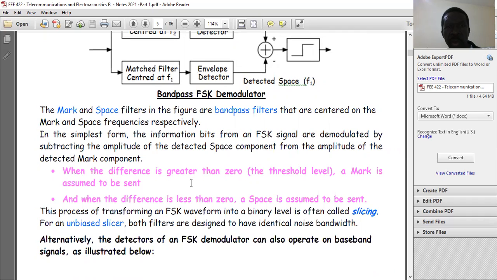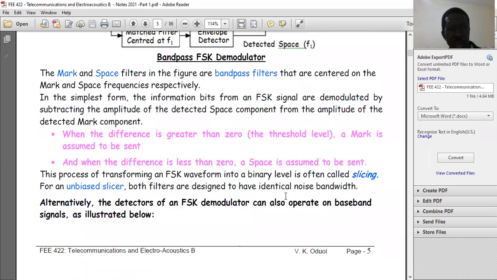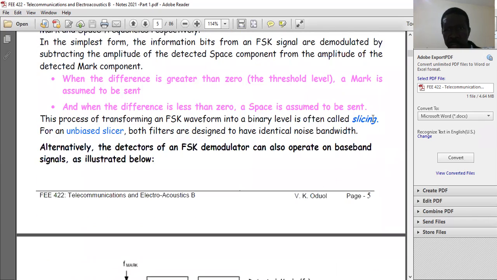In the simplest form, the information bits from the FSK signal are demodulated by subtracting the amplitudes, as I just said. When the difference is greater than 0, a mark is assumed to be present, and when the difference is less than 0, a space is assumed to be present. So the slicing idea is there in blue. If you want an unbiased slicer, then both filters are designed to have identical noise bandwidth so that one will not favor the other.